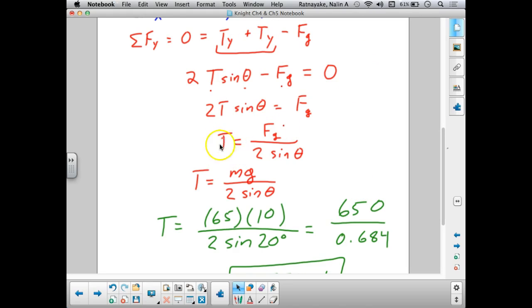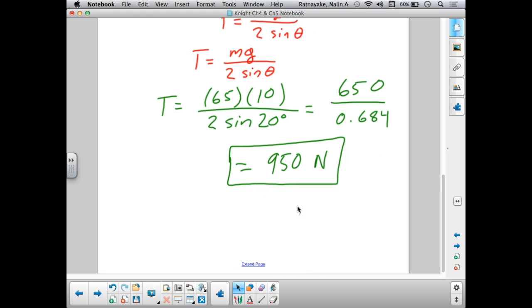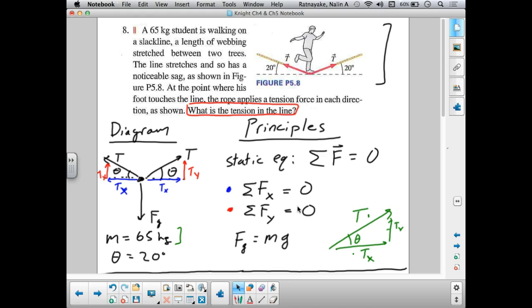We solved for our unknown value, T, in terms of only known values on the right-hand side, mass, acceleration due to gravity, which is just a constant, divided by 2 times the sine of the angle, which is also known. Plugged in what we knew, and we get a solution. The tension in the rope is about 950 newtons.